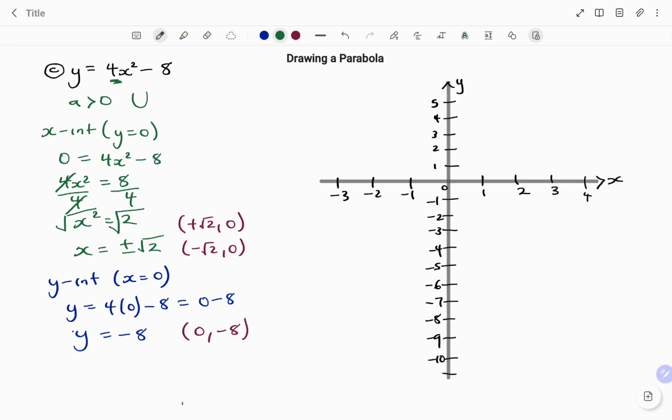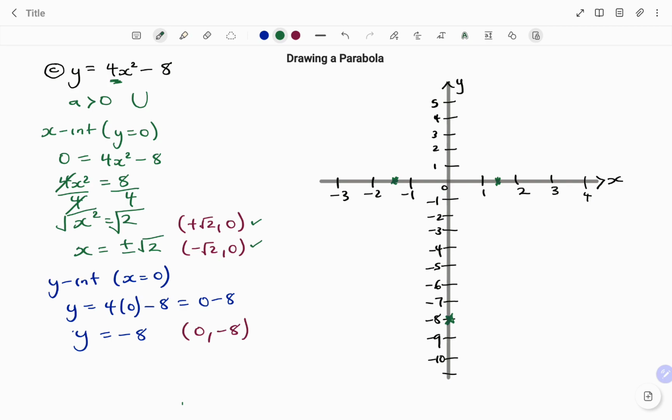We need to look for all those points on a Cartesian plane. We start with root 2. Square root of 2 will be approximately between 1 and 2. So we have the point as shown, and the value of y is 0. The minus root 2 will be between minus 1 and minus 2, and the value of y is also 0. So we have the point as shown. We've gotten the first 2 points. The last point, 0, minus 8: x is 0, and the value of y is minus 8.